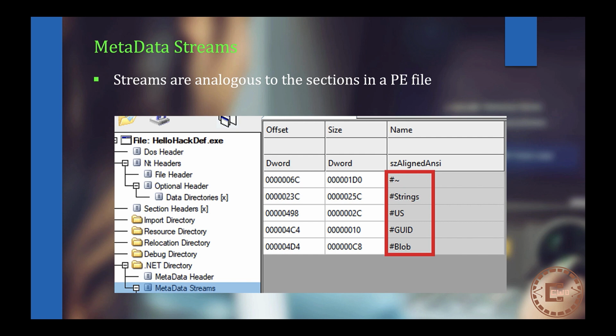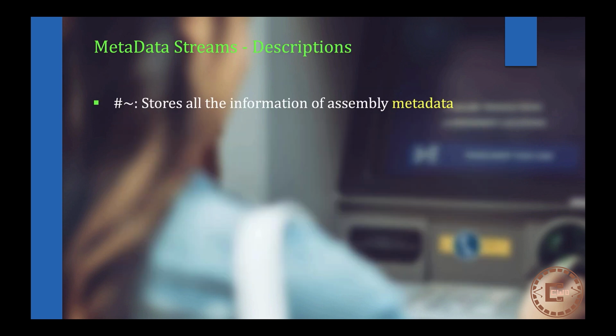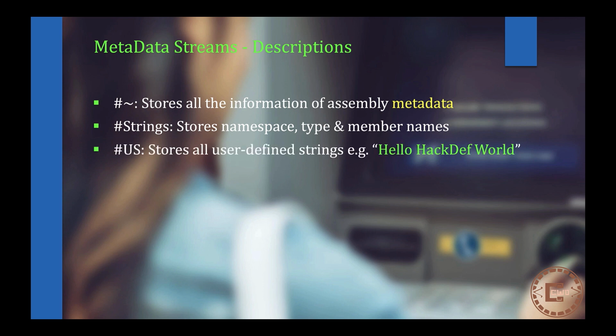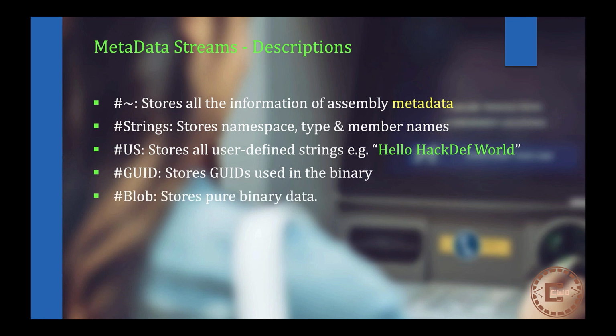You also have what are called metadata streams, which you can look at like sections in a PE file, where you can have strings, GUIDs, blobs. Let me describe a little bit what those mean. For example, this #~ stores all the information of assembly metadata. This stores namespace and member names. This US stores all user-defined strings. This GUID stores GUIDs, and blob stores pure binary data.